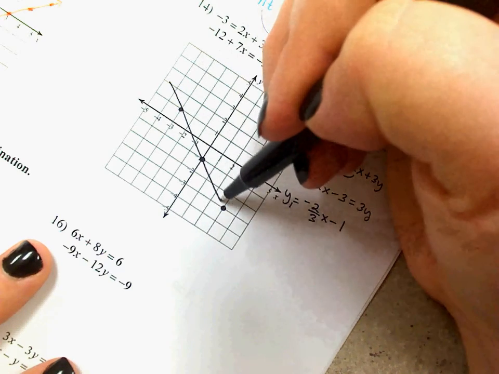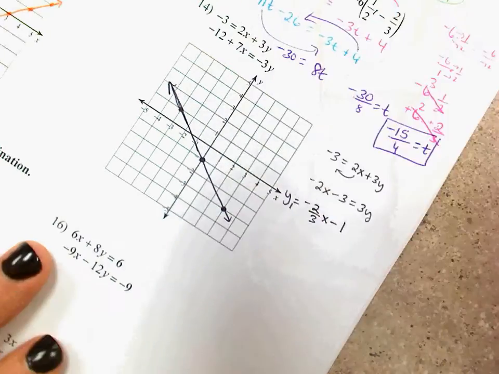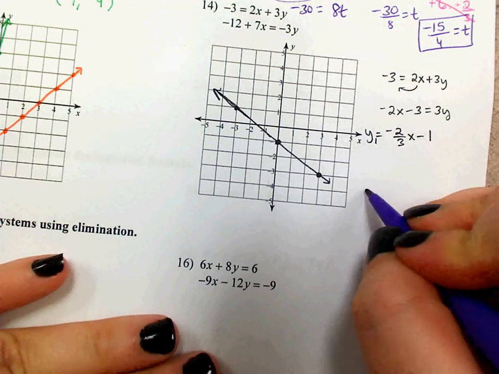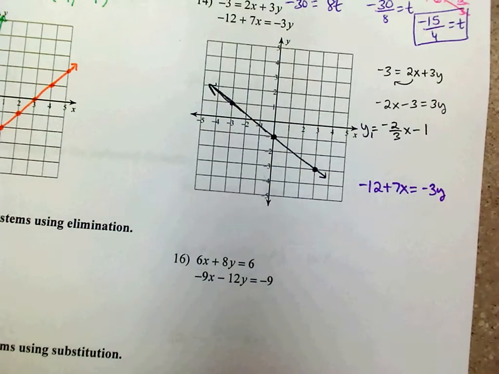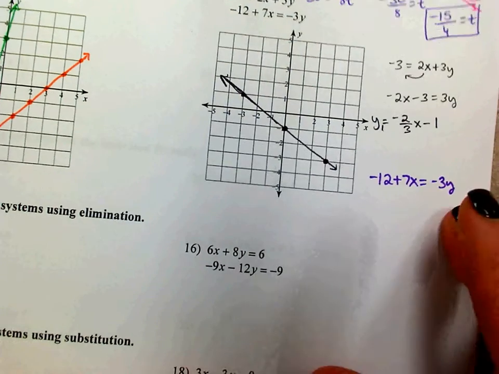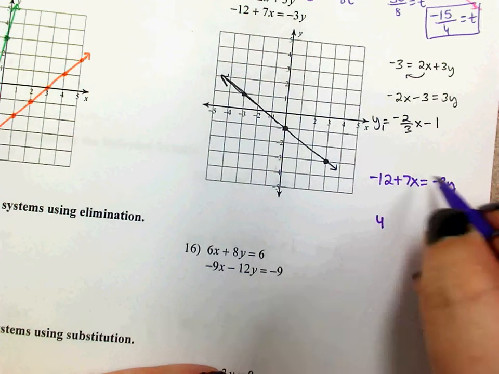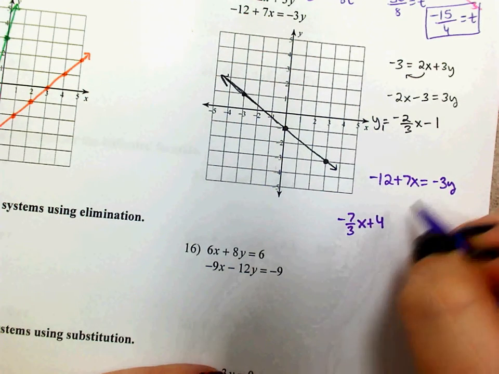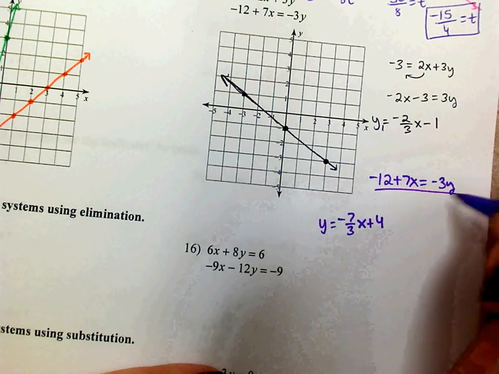Okay. Now I need to solve for y in the other equation. So I've got -12 plus 7x equals -3y. Seems like all I need to do to solve for y is divide by -3. So -12 divided by -3 is +4. 7 divided by -3 is -7/3. And that equals y. So all I did was reorder it. I divided everything by -3. That divided by -3 is +4. That divided by -3 is -7/3. And that divided by -3 is just y, which goes right there.